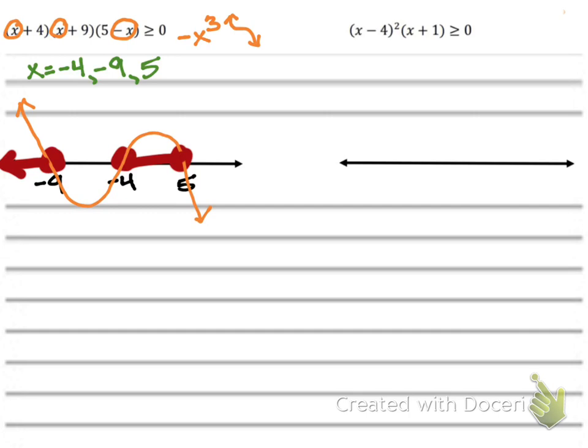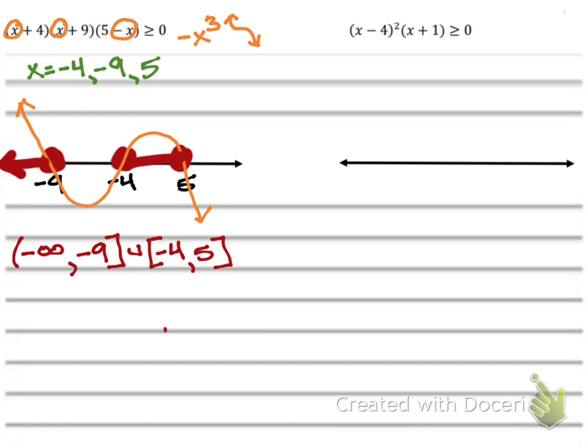So in interval notation, our lowest value is negative infinity. Remember, negative infinity always gets a parenthesis because we can't get there, right? Negative infinity to negative 9 with a bracket, union, negative 4 to 5 with a bracket.